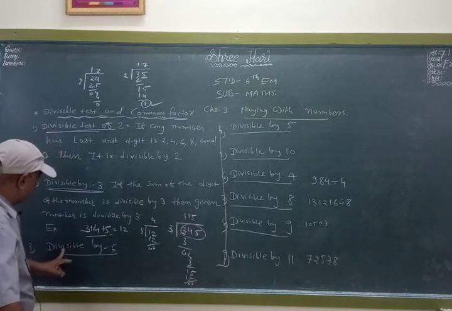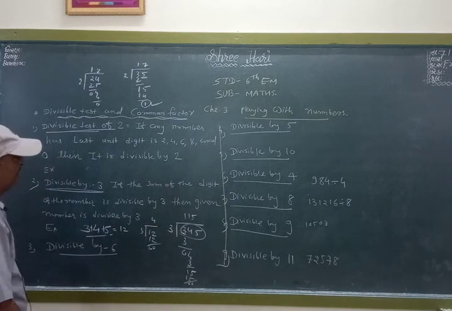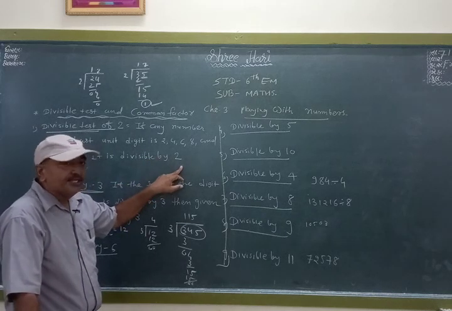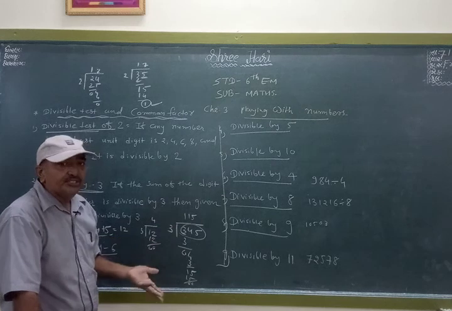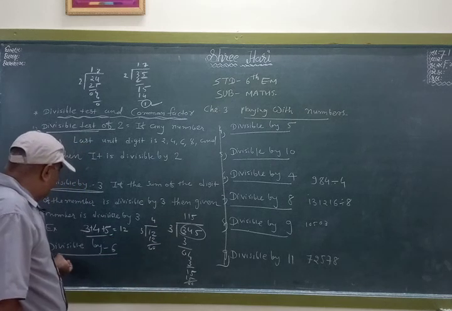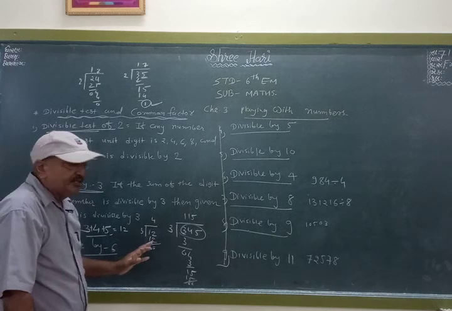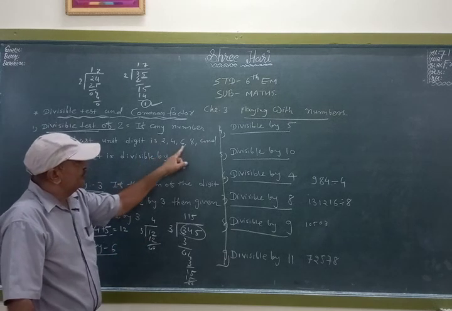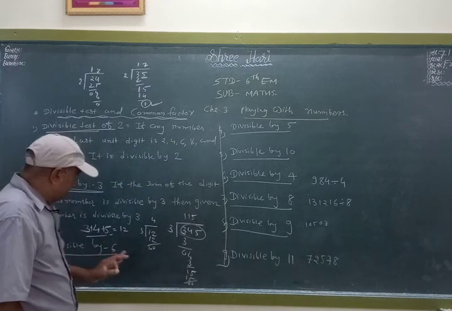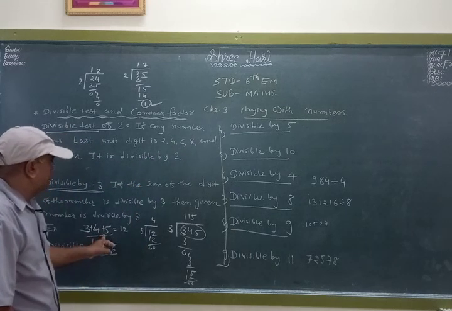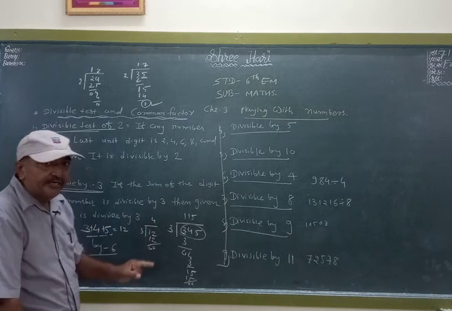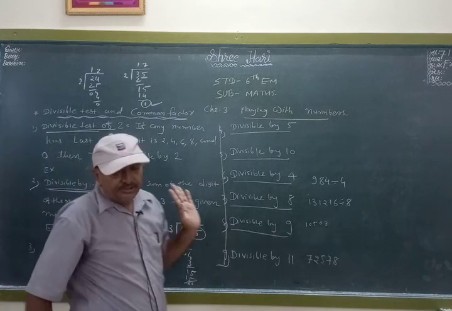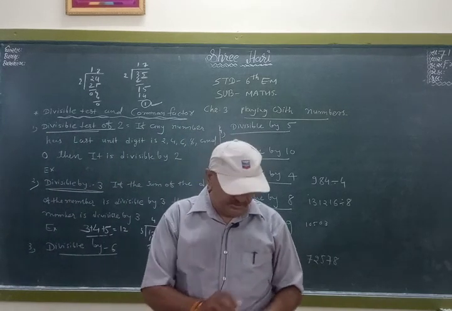Now divisible test of 6. So you know the divisible tests of 2 and 3. If both are right, then this number can be divided by 6. Means there are two conditions. Last unit digit is 2, 4, 6, 8 or 0, and the total is divided by 3. Then this number is divided by 6. So this is the key of 6.